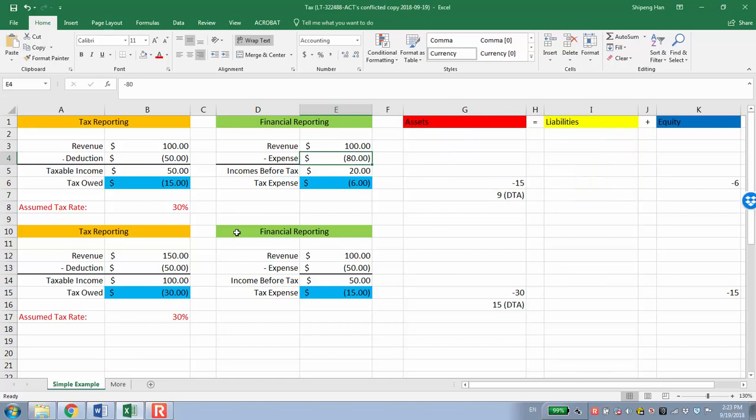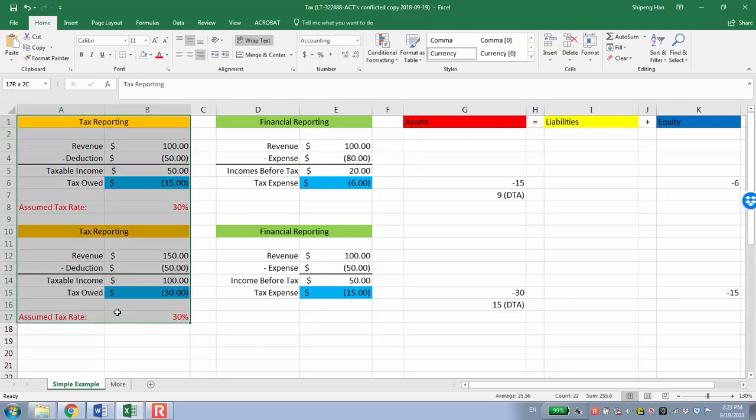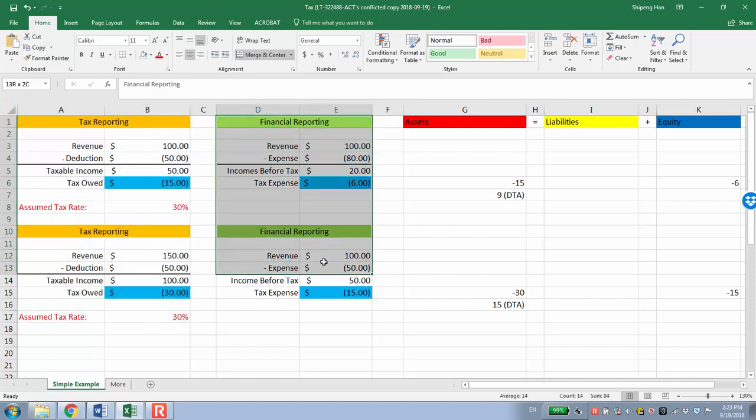In this video, I'm using a simple example to show you the meaning of deferred tax assets and deferred tax liabilities. And I use very simple numbers, and this part I highlight is tax reporting. This is financial reporting, or GAAP reporting. Okay, let's first take a look at this case.